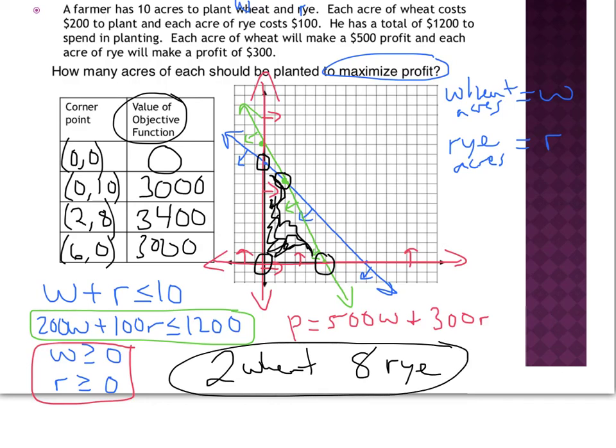So another question I could ask would be, what's the max profit that you could get? That would be 3,400. Or if I ask you how many acres of each should be planted to maximize profit, that would be the 2, 8. Boom. Done.